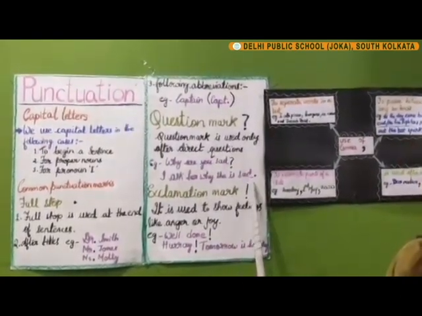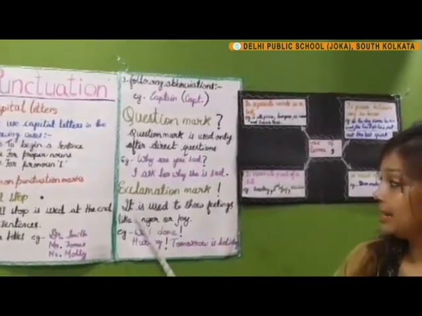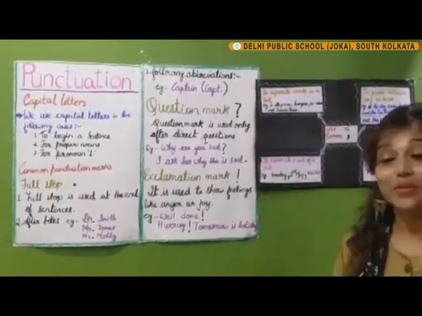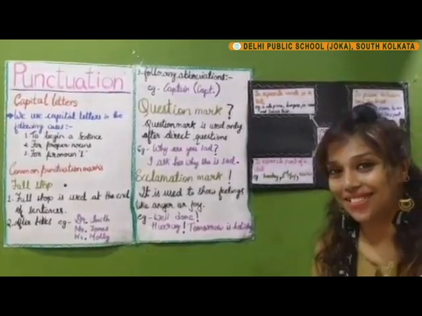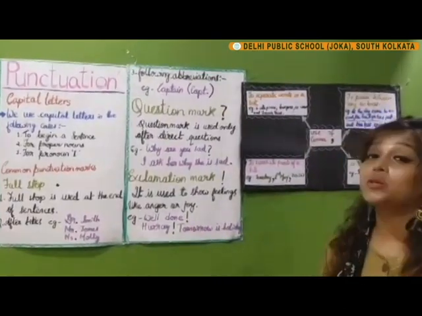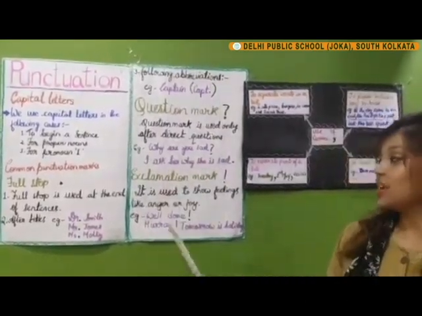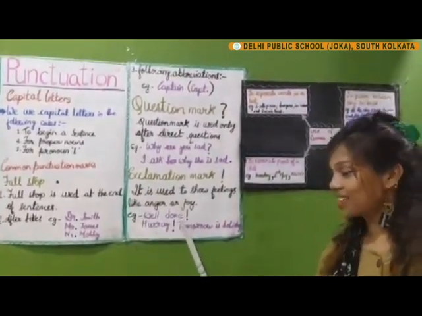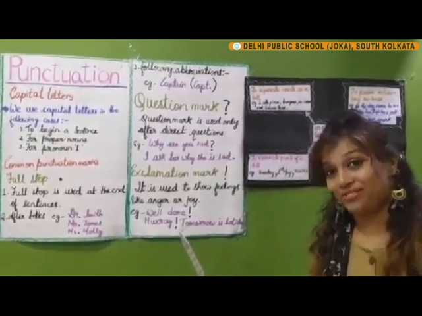See how it is written? A long line like this and a full stop. It is used to show feelings like anger or joy. So when your teacher is very happy with you, the teacher says, well done. And when I say well done, I will put an exclamation mark because that is expressing my feeling of joy towards you. Next is hooray, tomorrow is a holiday. So hooray, exclamation mark. It's an expression of emotion, right?